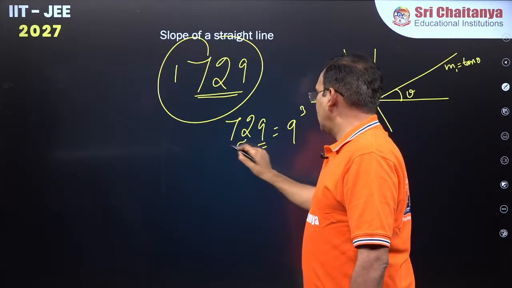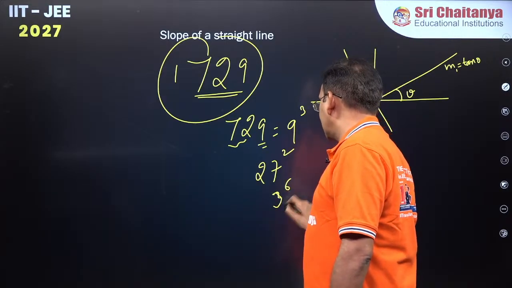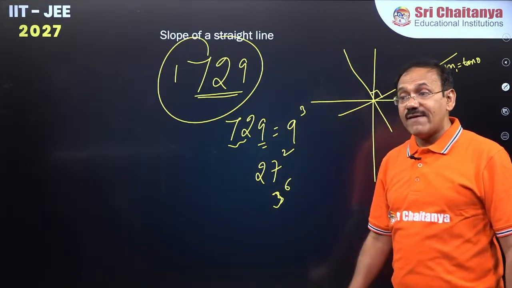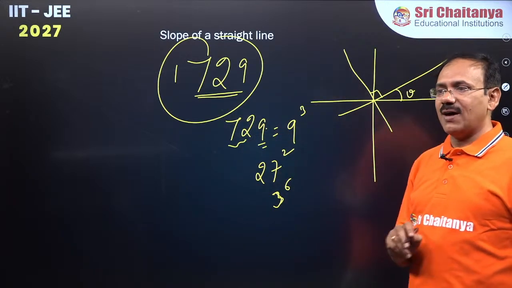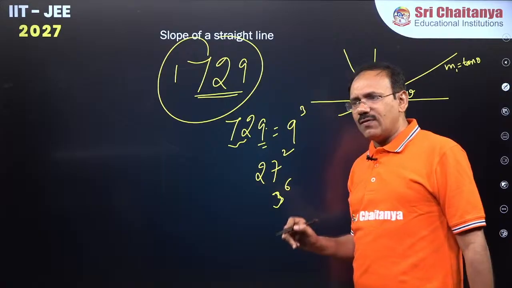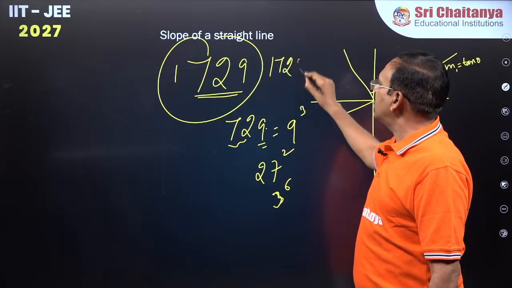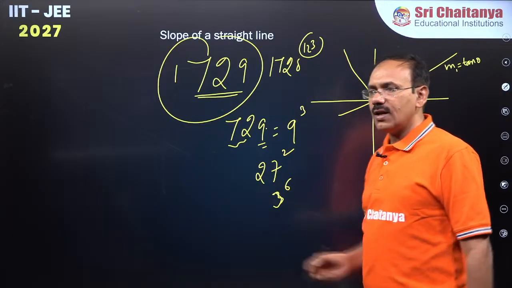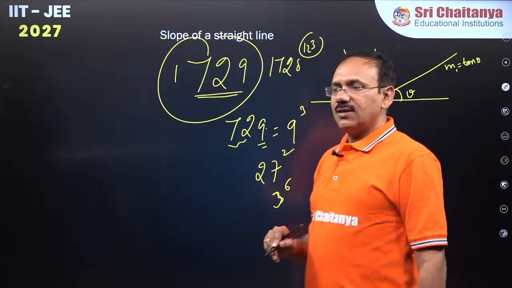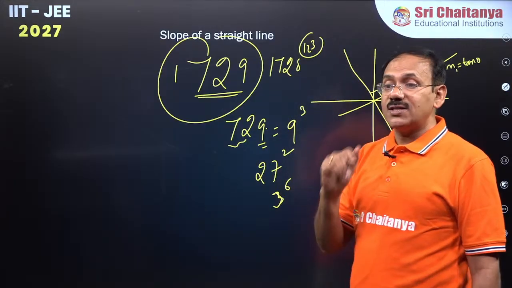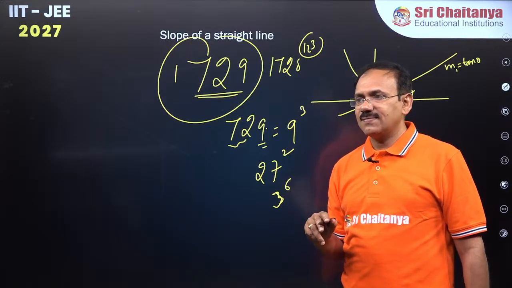9 cube, and 27 square, 3 power 6. You can remember, so 729 is 9 cube, 27 square, 3 power 6. These are very frequently helpful in our calculations. Even of course 1728 is 12 cube. You know the Ramanujan number, a special number, it is the least number which can be written as a sum of two cubes in two ways. Right dear students?